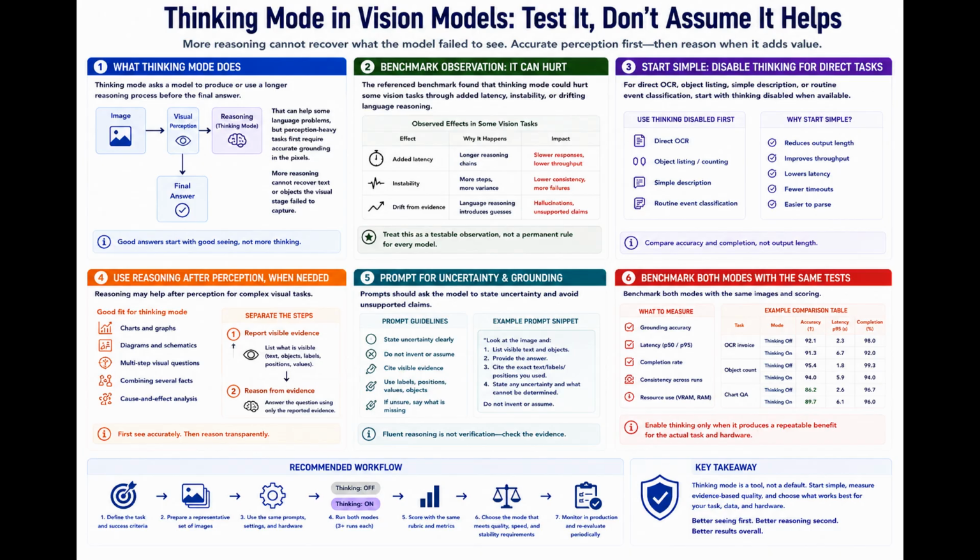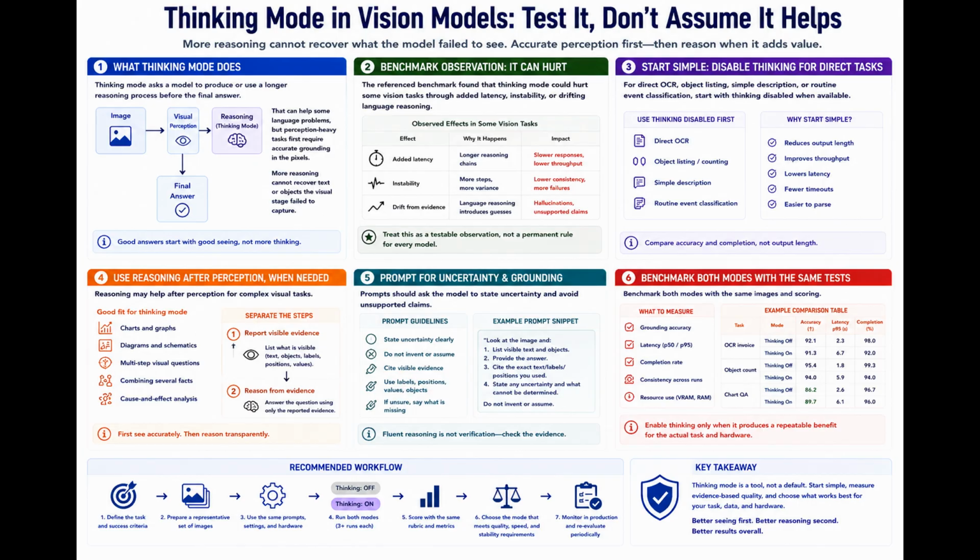Reasoning may help after perception for charts, diagrams, multi-step visual questions, or combining several extracted facts. A useful workflow separates the steps. First, report visible evidence, then reason from the reported evidence. Prompts should ask the model to state uncertainty and avoid unsupported claims.